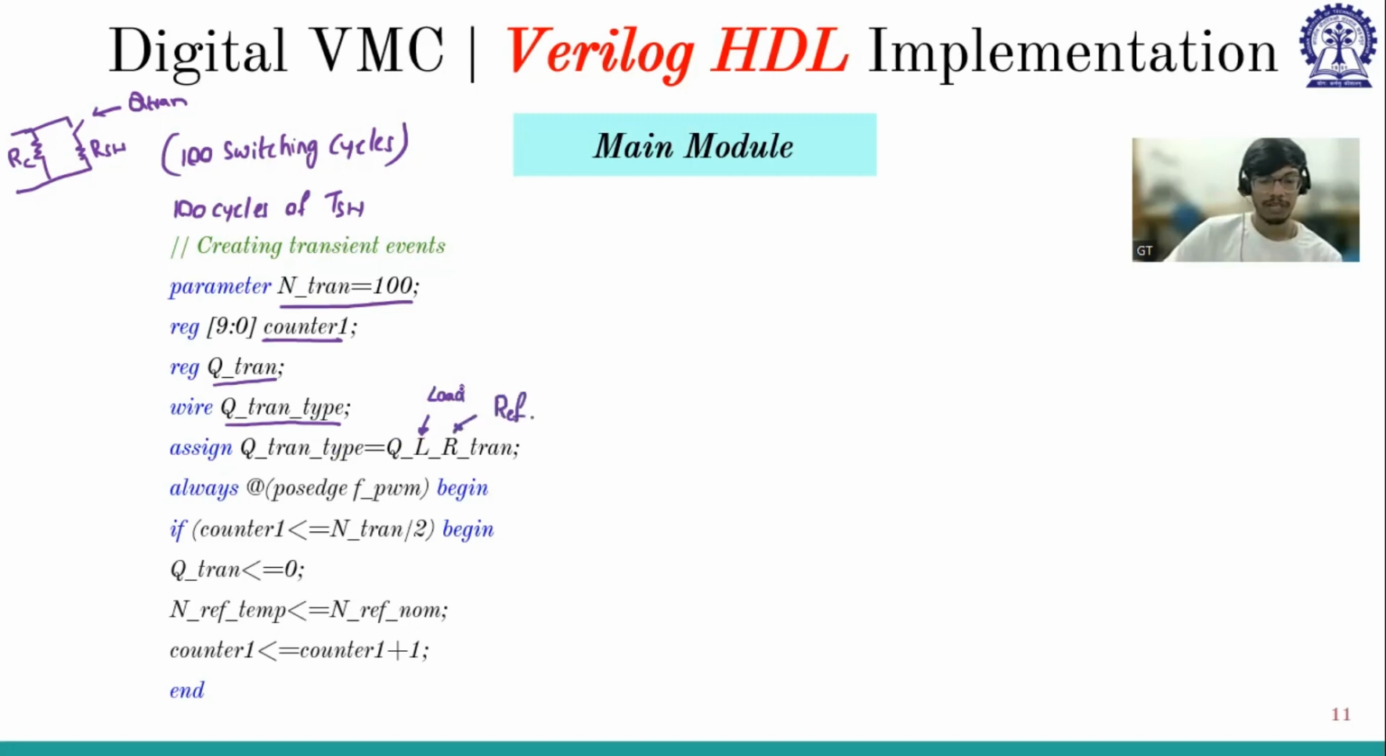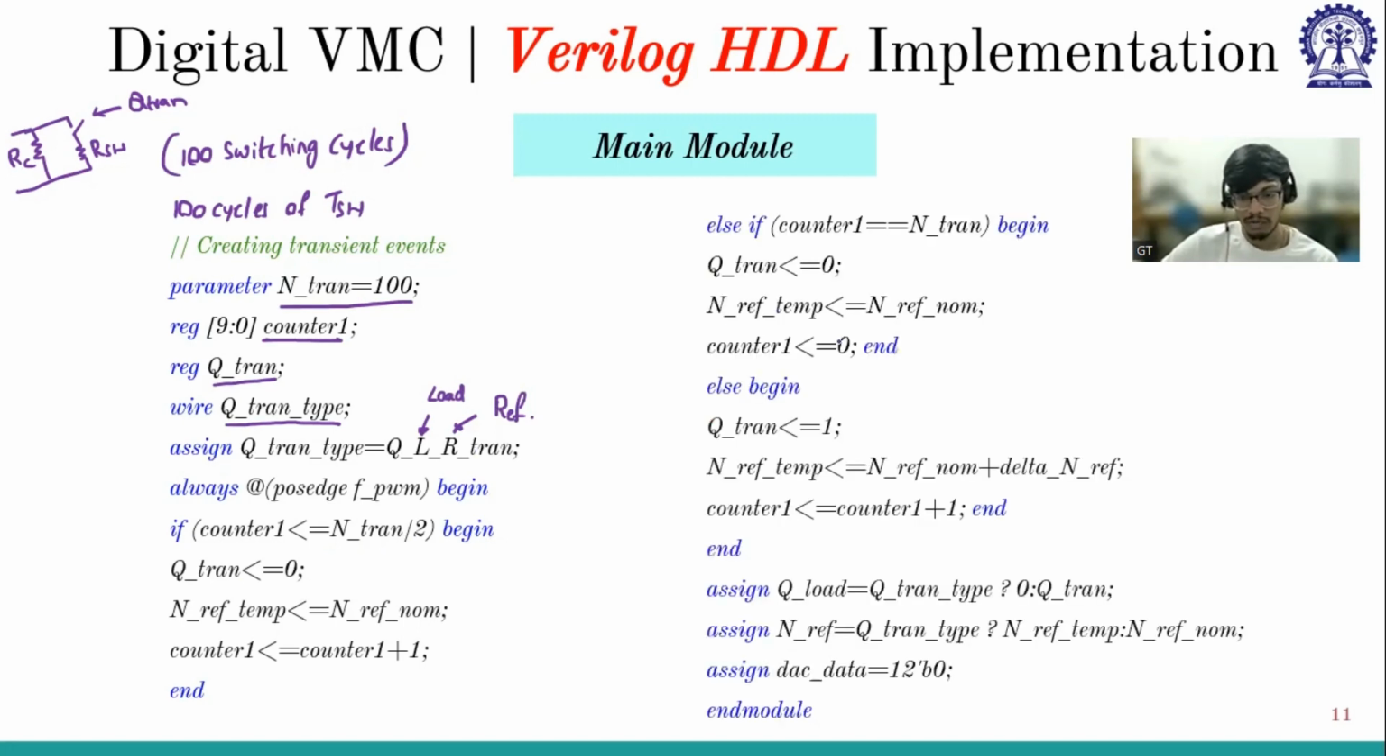L stands for load transient, R stands for reference transient. Depending upon whether it is 0 or 1, the code will know whether it is a load transient or a reference transient. Then SAR is using this counter and ntran by 2. For ntran by 2, qtran is 0, and for the rest of the time, qtran is 1. Accordingly, SAR is generating qtran for some amount of time 1 and some amount of time 0, but it is again user choice. Say your transient is happening very quickly, then you can reduce the cycles and make it a faster transient.